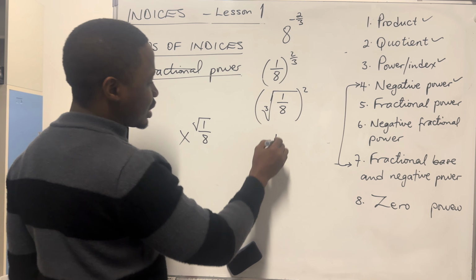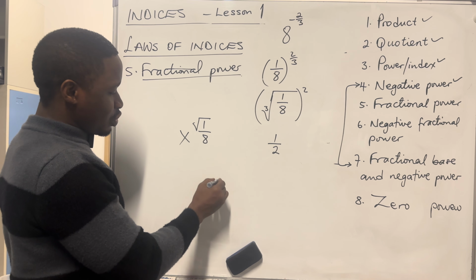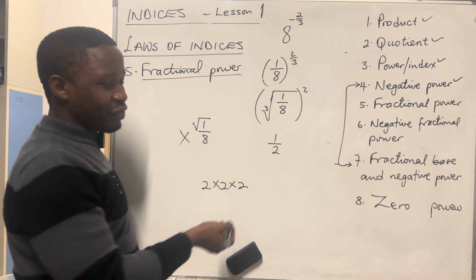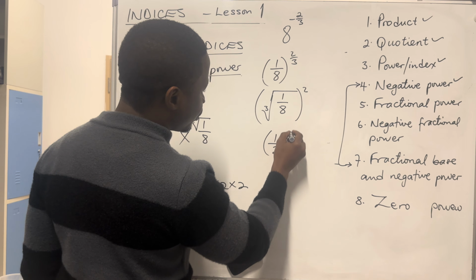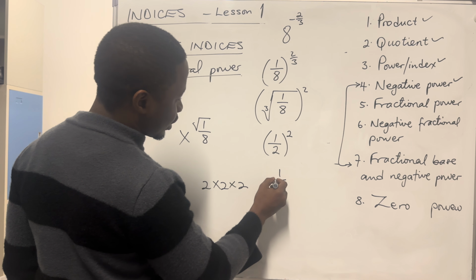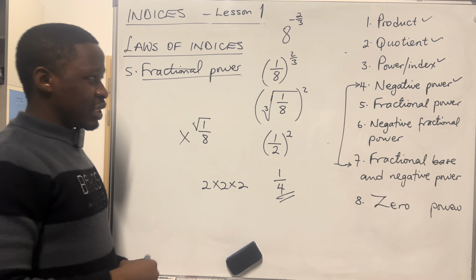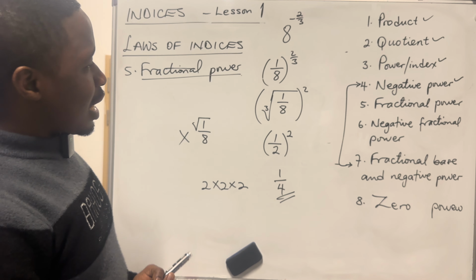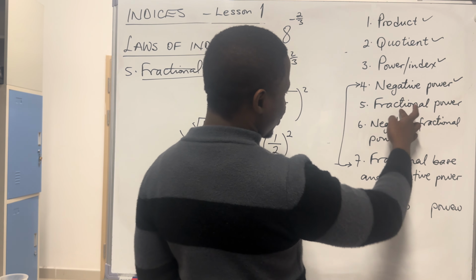The cube root of 8 is 2. Why is the cube root of 8 equal to 2? Because 2 times 2 times 2 will give us 8. There is a power of 2. 1 squared is 1. 2 squared is 4. So this is the negative fractional power. So we are done with this.